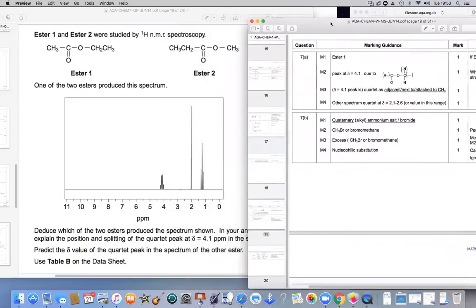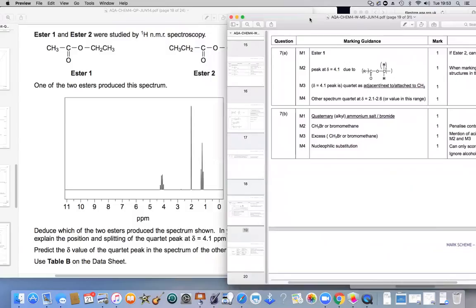So if you're asked to explain splitting, if you have a look at the mark scheme there, you can refer to the type of structures that are used on the data sheet. As long as it's really clear which proton you are referring to, you can describe the structure in those terms. That's absolutely fine.